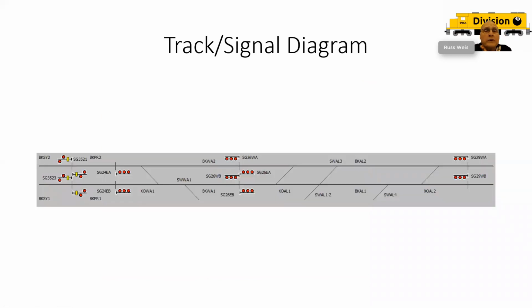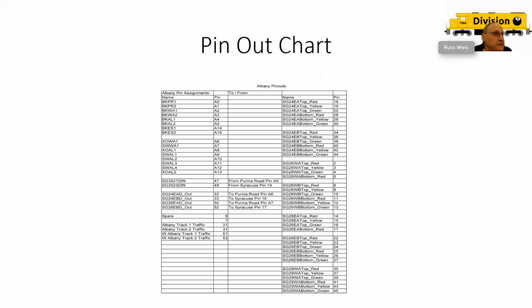So what Dennis does is he sits down and he starts to make a track signal diagram. And if some of you have a Panel Pro or seen it, maybe on Tom Gunther's, this looks very familiar. Dennis goes ahead and starts labeling some things. So here's a crossover. This is going to be crossover Albany 2. Here's crossover Albany 1, and here we have block 1, block 2, etc. So the whole thing that's going to go on this Mega is diagrammed out, and then we get the pinout chart.